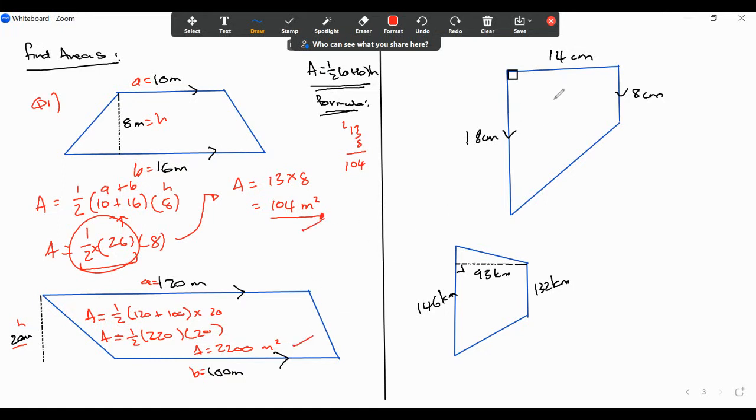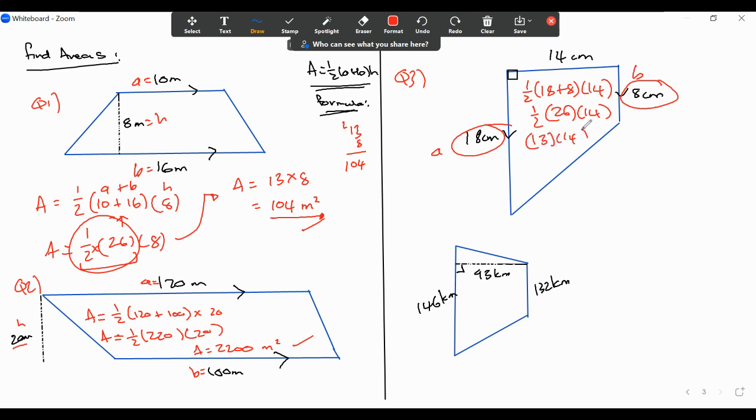All right, good. Now next one. That was question 2. Question 3. A half of the parallel sides. Now the parallel sides are these two. So it's A and B, either or. 18 plus 8 times 14. 18 plus 8 is 26 times 14. Half of 26 is 13 times 14.